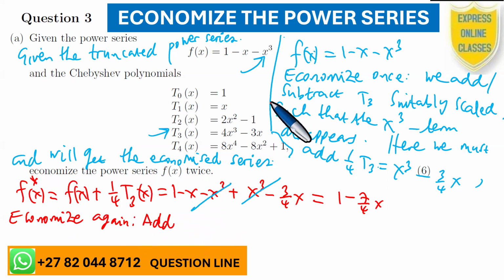Now we're gonna remove the x, because the highest power of this one is x, so we must look at the one that is x. Obviously x appears in two places, but we're gonna choose this one because there's only an x term. This one is some higher power, so it's gonna take us back to higher powers. So this one here is x, so we're gonna add 7/4 T1x.